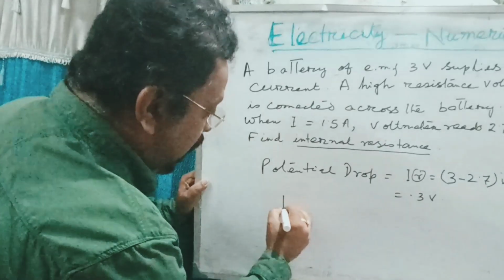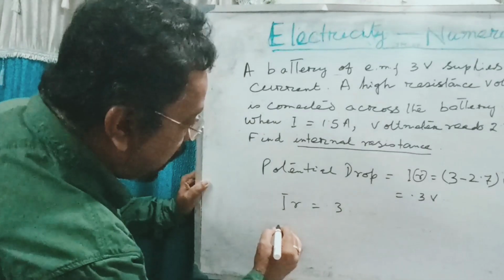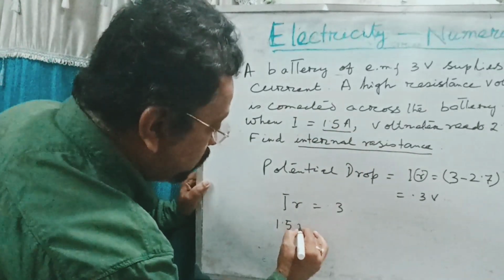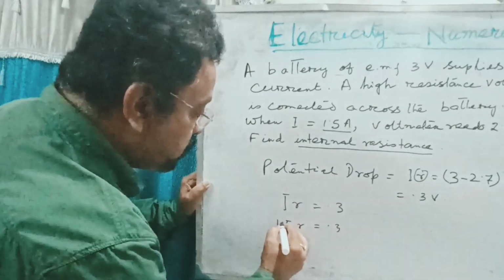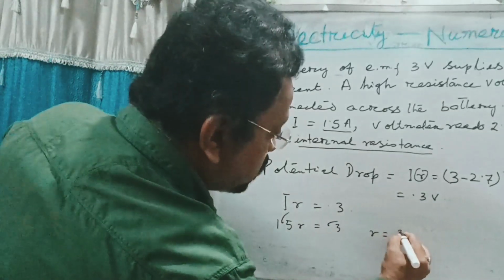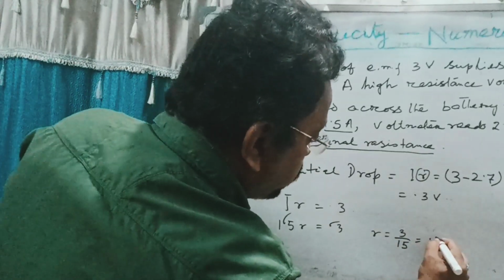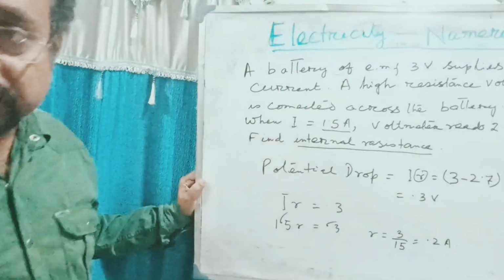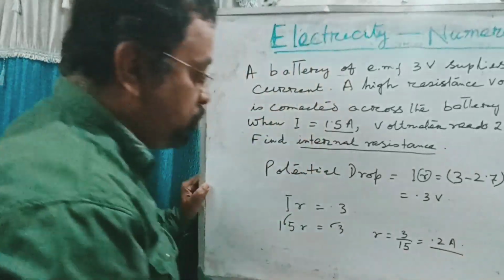So we can write I into R is equal to 0.3, and I is equal to how much? I is equal to 1.5. So 1.5 into R is equal to 0.3. So R is equal to 3 divided by 15. So this is coming around 0.2. So internal resistance is 0.2. Is this clear, bachcho? Internal resistance is 0.2.